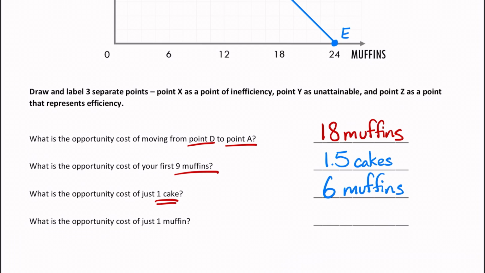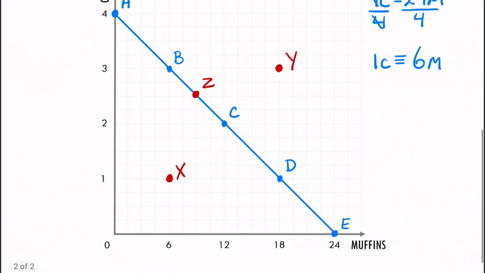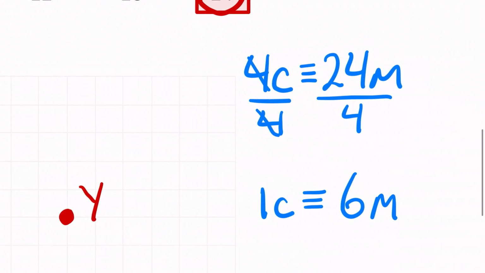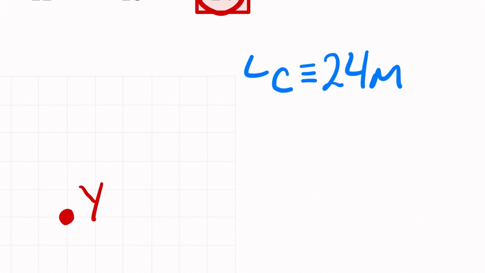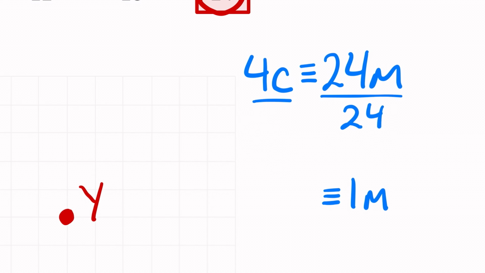Now it then asks us what's our opportunity cost of just 1 muffin. Well, if we go back up here, let's rewrite this equivalency. Like we said, we know that 4 cakes is equivalent to 24 muffins. But if we want this just to say 1 muffin over here, what do we divide both sides by? Well, we can divide both sides by 24, because the 24s cancel out and give us 1 muffin, and that's equivalent to 4 over 24 cakes.